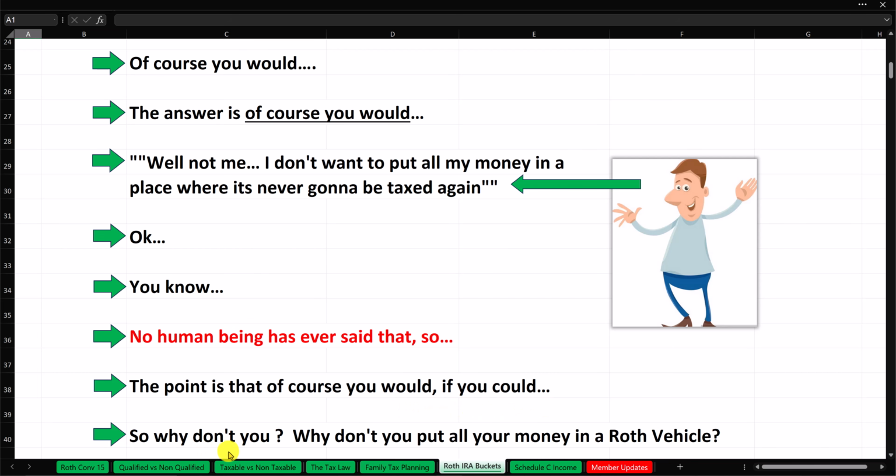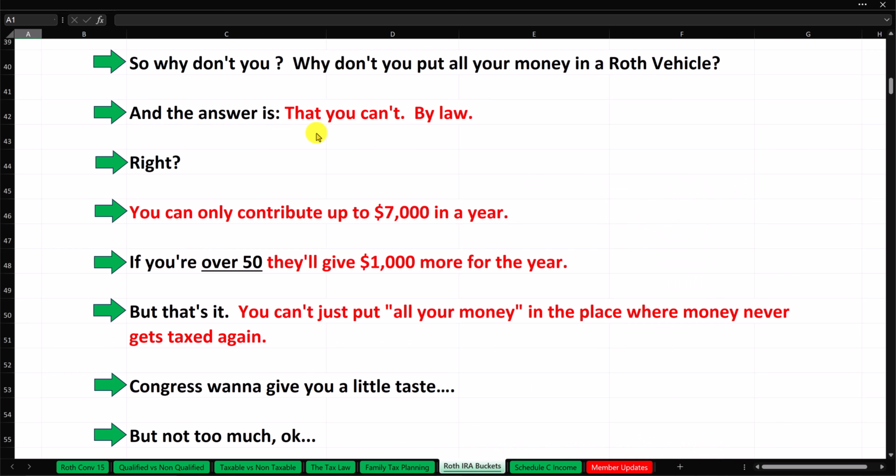And so why don't you? Why don't you put all your money into a Roth vehicle? And the answer is that you can't, by law, right? You can only contribute up to $7,000 in a year. All right, if you're over 50, they'll give you $1,000 more for the year. But that's it. You can't just put all your money in the place where money never gets taxed again. Congress wants to give you a little taste, but not too much, okay?